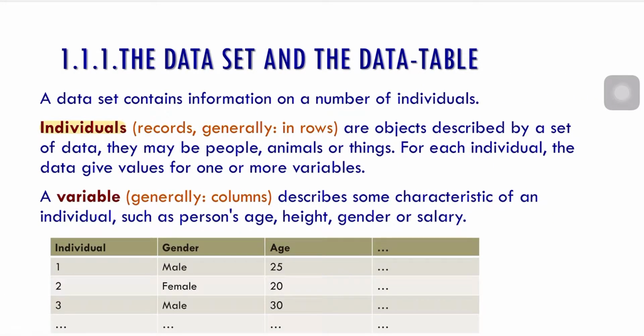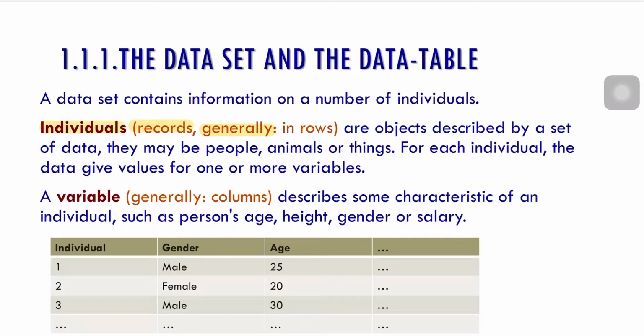As I mentioned, in statistics, we usually need data and a data set. For this, we need to make a data table. The data set or data table contains information about a number of individuals. For example, in the individual, we can have records or data from our hospital or our drug data, and all of this can be important for us.